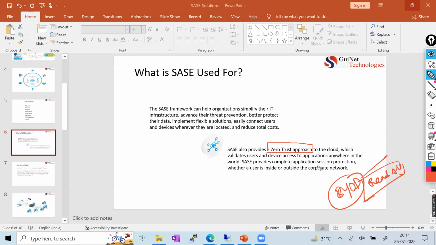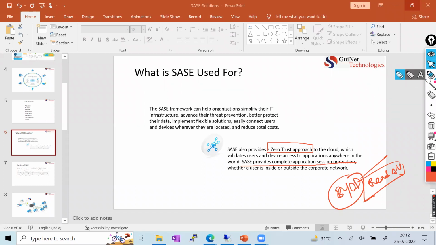SASE provides complete application session protection. Whatever application session you are using, like HTTPS, HTTP, whatever session you are using, it is responsible for providing complete protection of that session. In session, it's the same thing. If you're opening the browser, or trying to open any of these firewalls or applications, then the session should be completely protected and completely monitored.